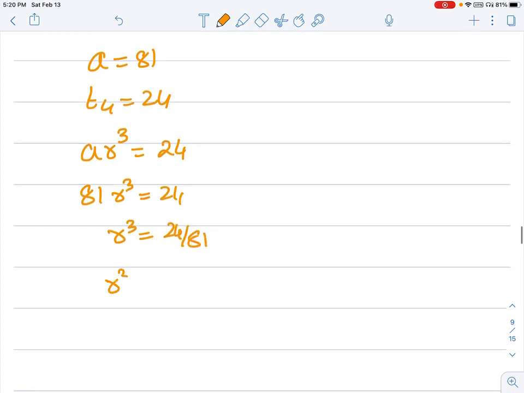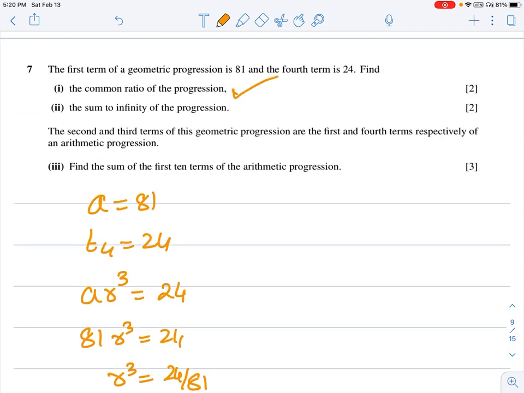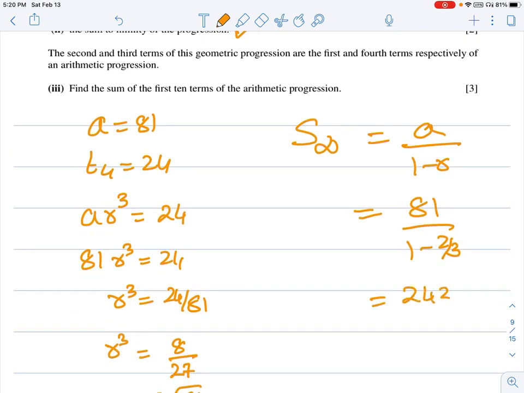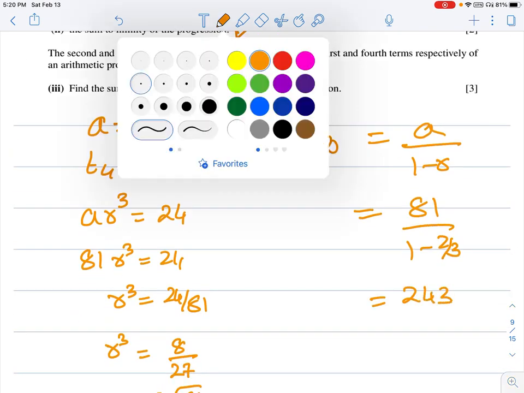Which becomes 3 times 8 over 3 times 27. So r is equal to the cube root of 8 upon 27, so r is equal to 2 upon 3. That is the common ratio. Now find the sum to infinity. Sum to infinity is a upon 1 minus r, which is 81 upon 1 minus 2 upon 3, which is 243.